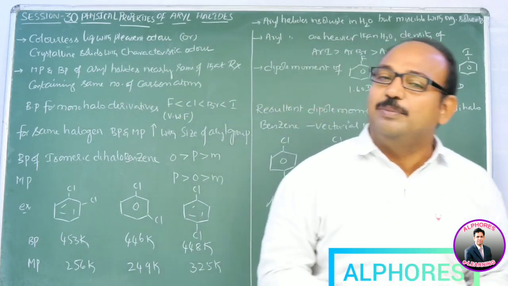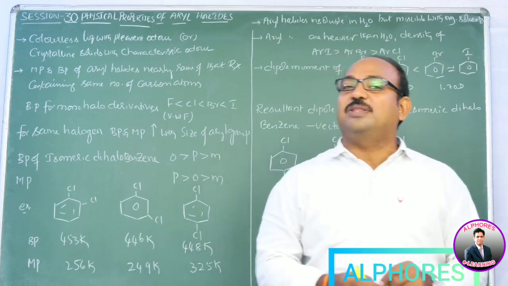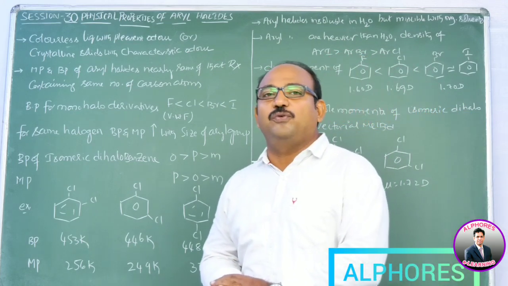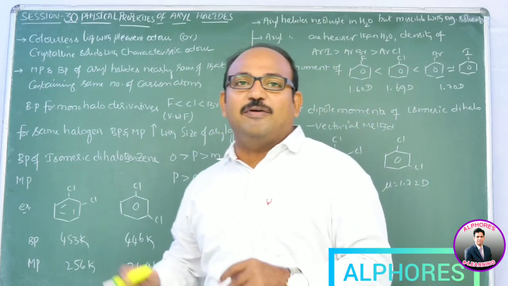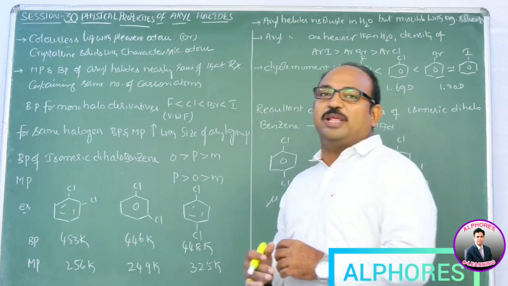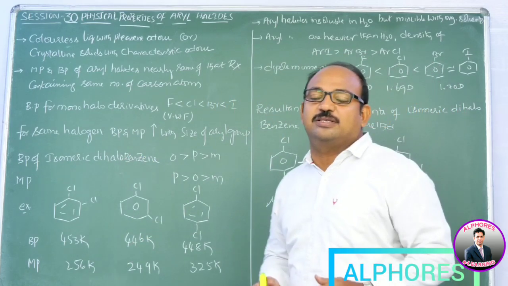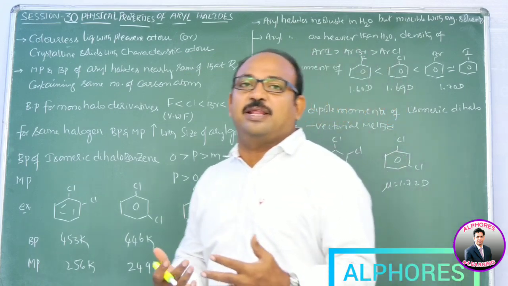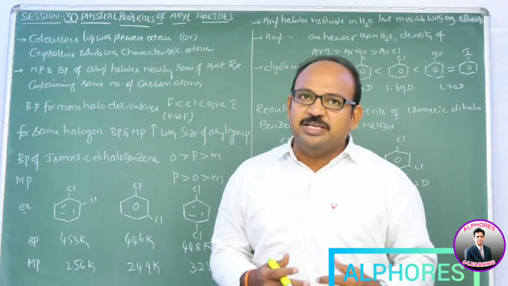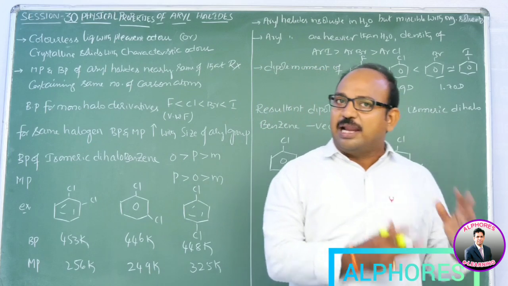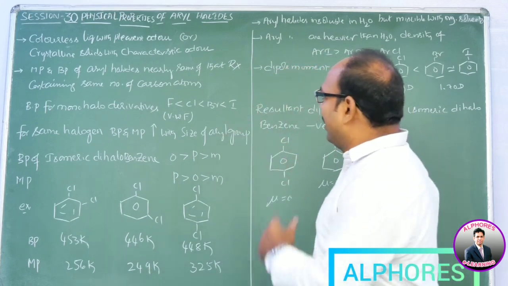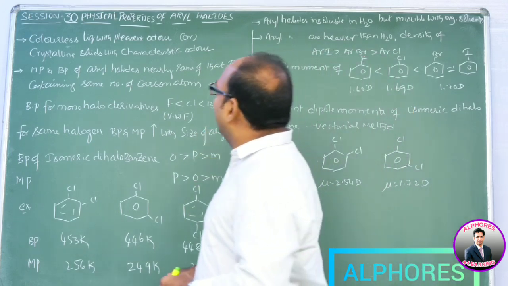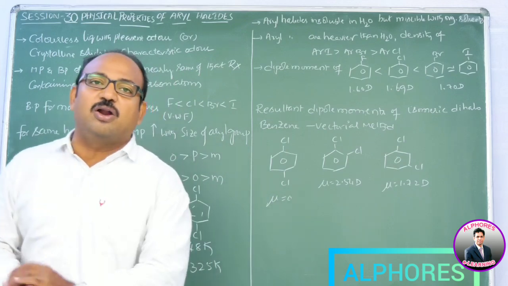A few of their physical properties are similar to those of alkyl halides, and a few are much different. Have a look at how the physical properties of aryl halides change with the change in halogen atom and with the change in number of carbon atoms in the aryl group. So first one, aryl halides are colorless liquids with pleasant odor.